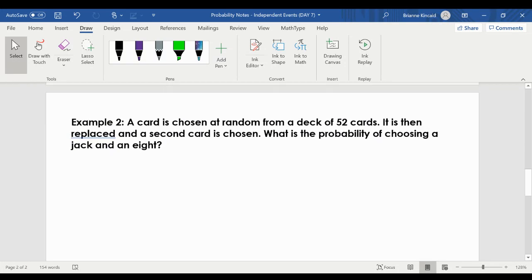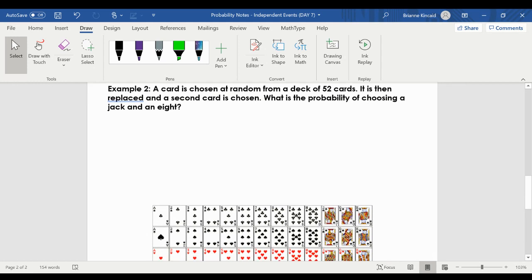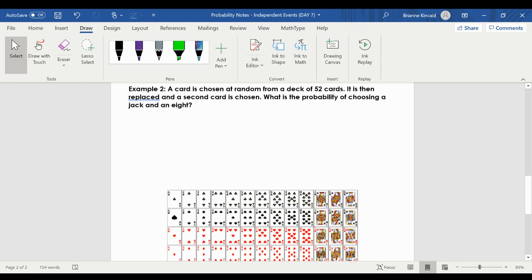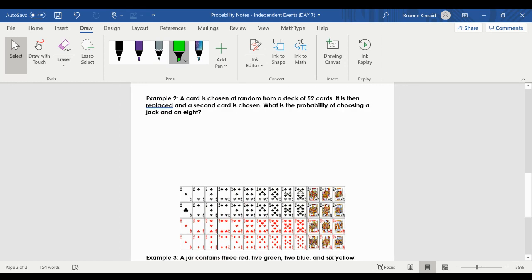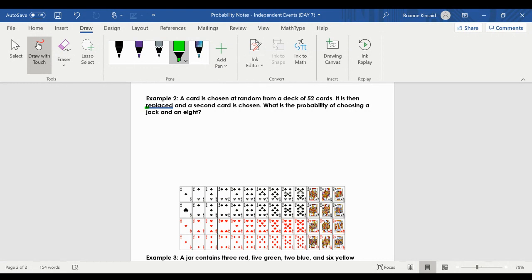The next one: a card is chosen at random from a deck of 52 cards. It is then replaced and a second card is chosen. What is the probability of choosing a jack and an 8? Huge key word here: it is then replaced. That means you pick a card, you look at what it is, and then you put it back in the deck before drawing another one.